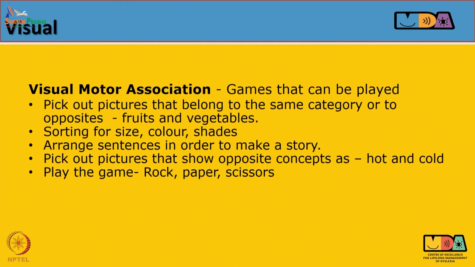Some of the games that we can play for visual motor association is to pick out pictures that belong to the same category or the opposite category. We can sort by size, color and shapes. We can arrange a sentence to make a story. Another very nice game for fine motor activity is playing rock, paper, scissors, something that every child plays nowadays.